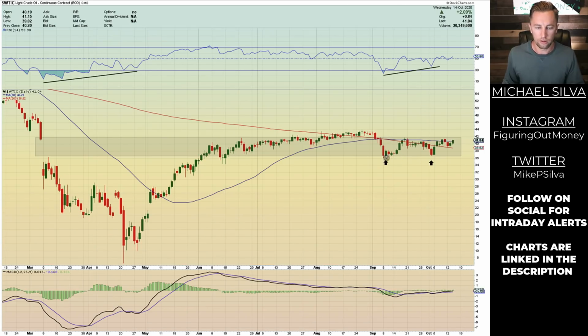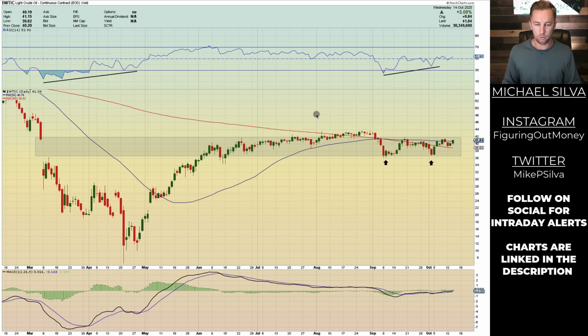Here's crude oil. This gray box is the trading range that I'm watching. I'm looking for a breakout of this, and that would make me very bullish. But right now, it's still within this channel. This was a bullish divergence on this double bottom right here, and we're seeing the price move higher, up 2% today. And we called this out the other day, where we've been seeing a little bit of a move up.